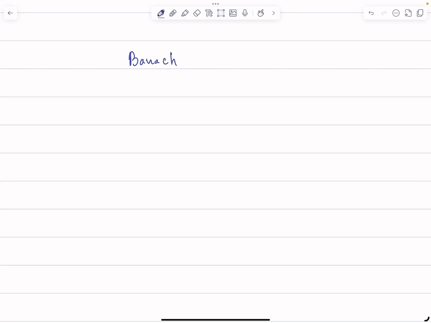Hello everyone, let's start Functional Analysis part 2, Banach spaces. First of all, we have to repeat some basic definitions. Metric space. What is a metric space?